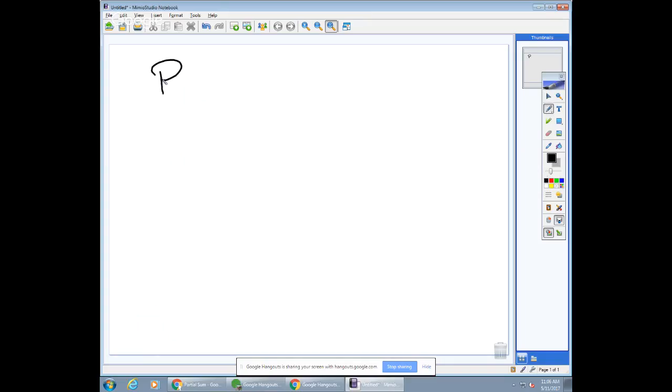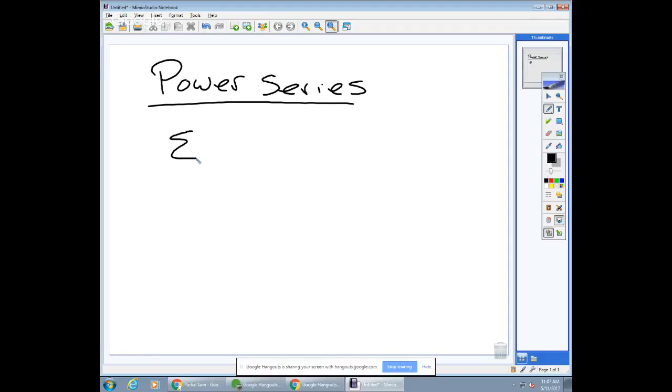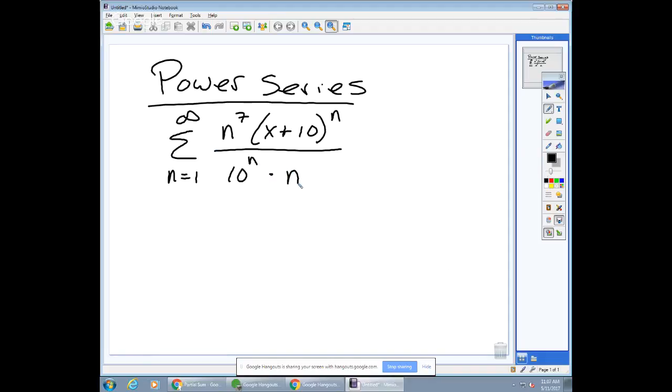So back to power series. We played around with series centered at 0 yesterday. Let's play with a new center today. There's going to be a problem similar to this in your homework. I got the sum as n goes from 1 to infinity of n to the 7th power times (x plus 10) to the nth power, divided by 10 to the nth power times n to the power 23 thirds.